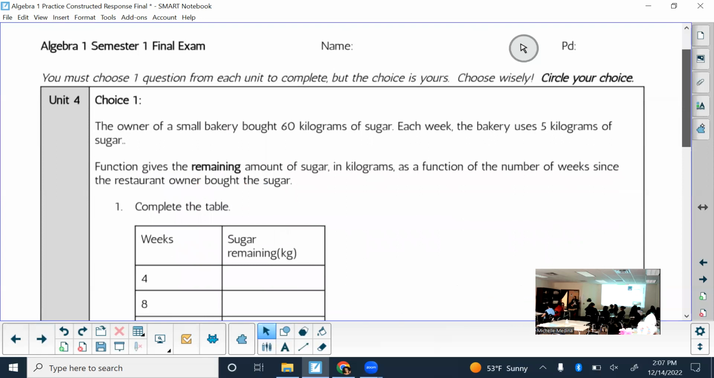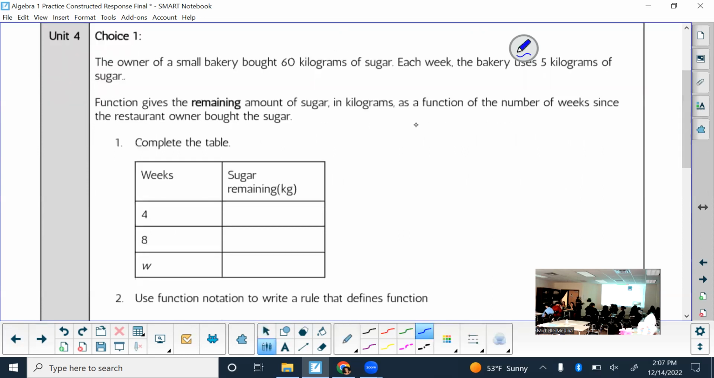So the owner of a small bakery bought 60 kilograms of sugar. Each week, the bakery uses 5 kilograms of sugar. The function gives the remaining amount of sugar in kilograms as a function of the number of weeks since the owner bought the sugar. So first we would complete the table. What is the starting amount? 60. They're starting with 60 kilograms of sugar. So at 0 weeks, how much sugar do they have? 60. Then after 1 week, how much sugar do they have?